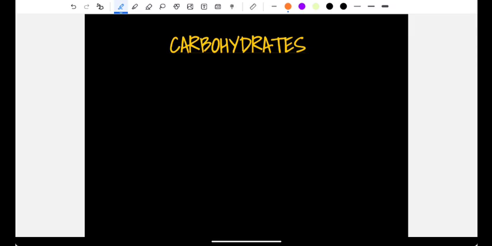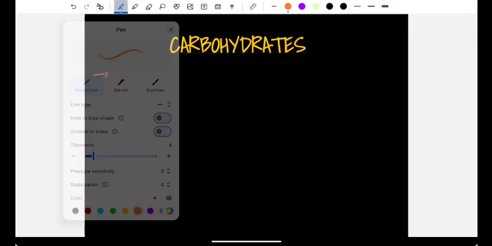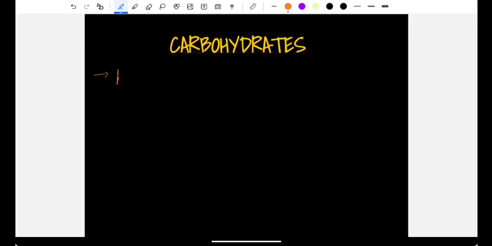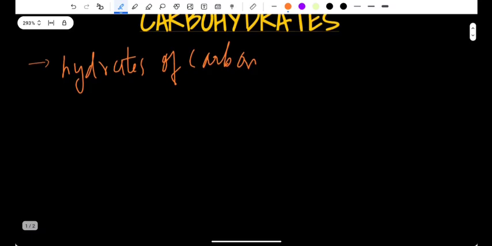So let us discuss carbohydrates. What all do you know about carbohydrates? Carbohydrates are the hydrates of carbon. That would be the first point.